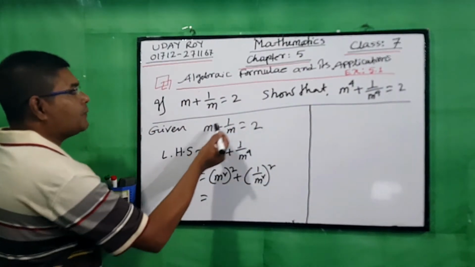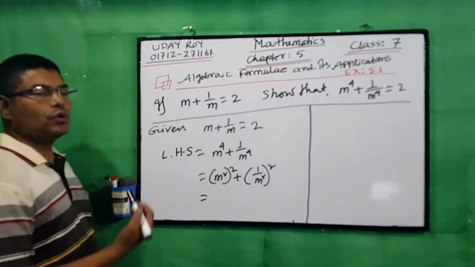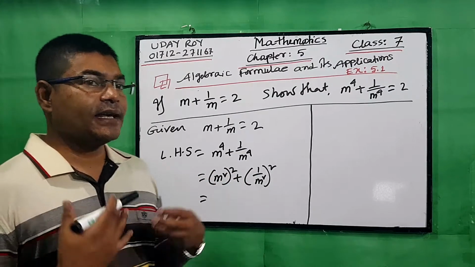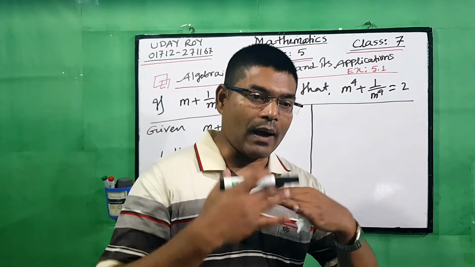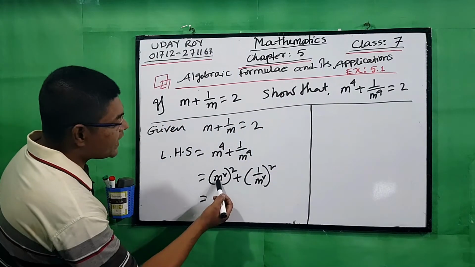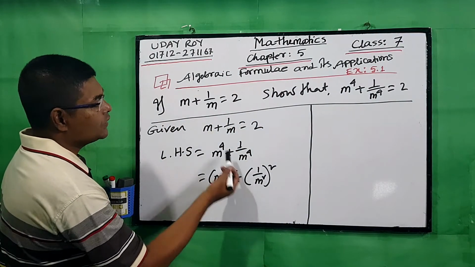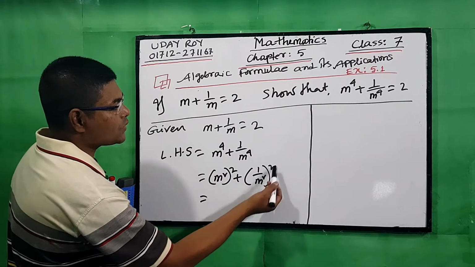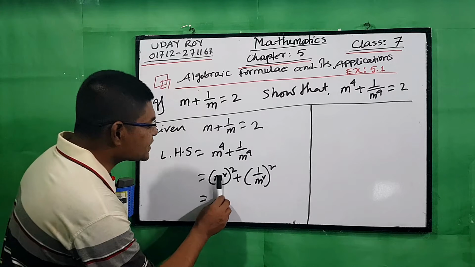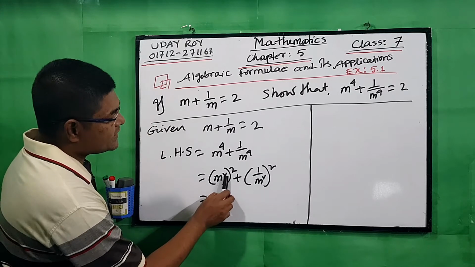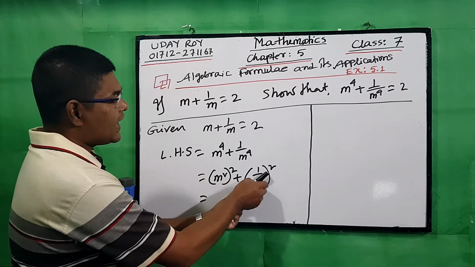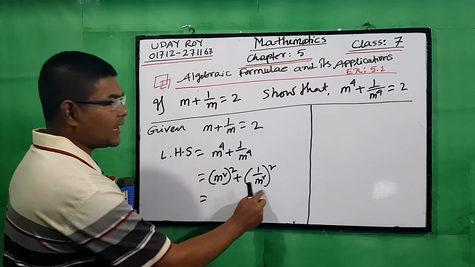Here is m plus 1 by m equal to 2. m to the power 4 plus 1 by m to the power 4. What I say, if you can say 4, you have to break it at first square, then square. So here is m square, here is square. We'll get 4. 1 by m square, square. Here is 4. Now you can see a square plus b square. Here is m square. You think that this is a square and this is b square. A square plus b square.